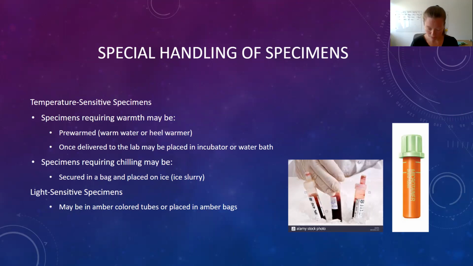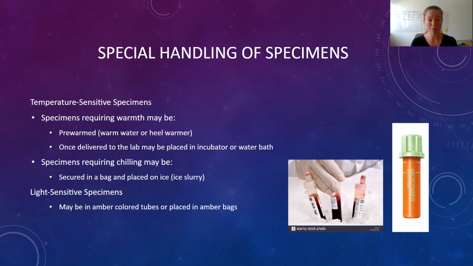So oftentimes, tubes that need to be kept warm are going to be collected in red top tubes that do not have any additives in them at all, or in our lavender top tubes with the EDTA additive. These tubes, after we collect them, remember they're pre-warmed, we're going to collect our specimen and we're going to deliver it immediately to the lab, at which point we as the phlebotomist are directly putting them into a warm bath or an incubator in the laboratory so that they stay warm and ready to be tested.